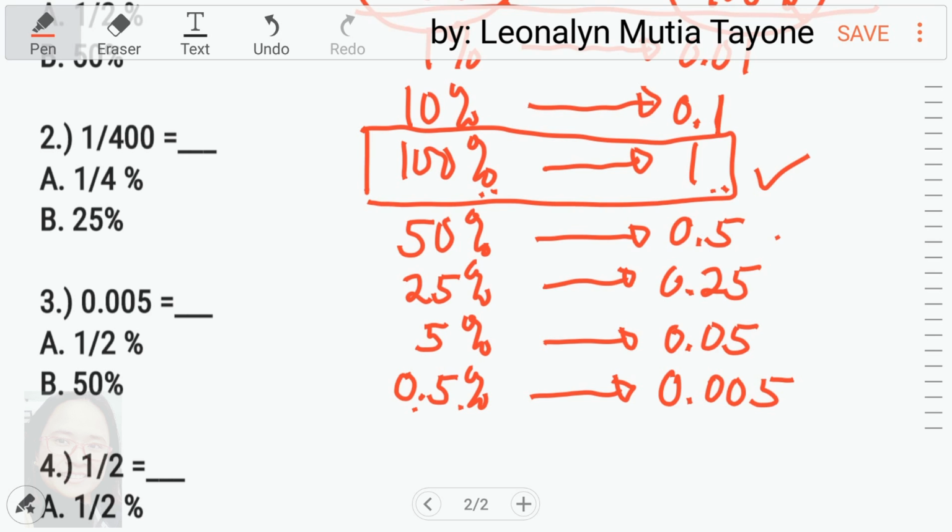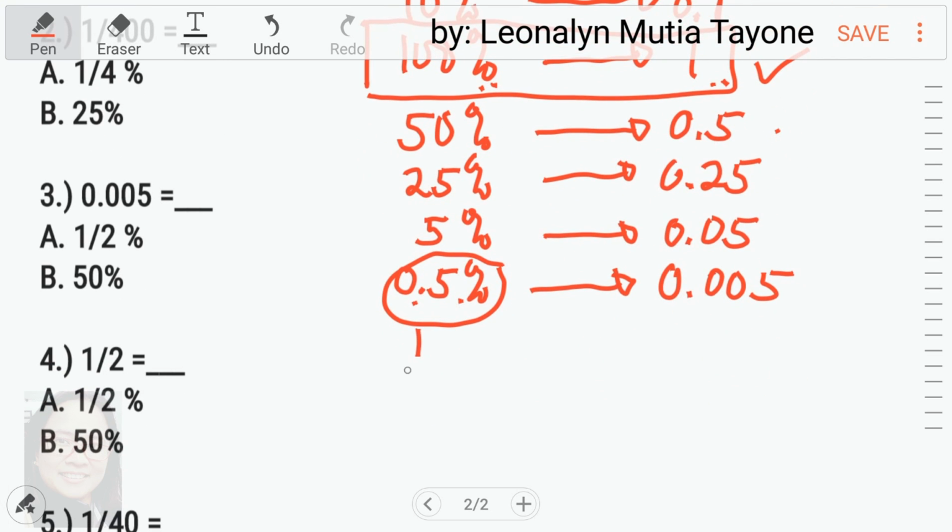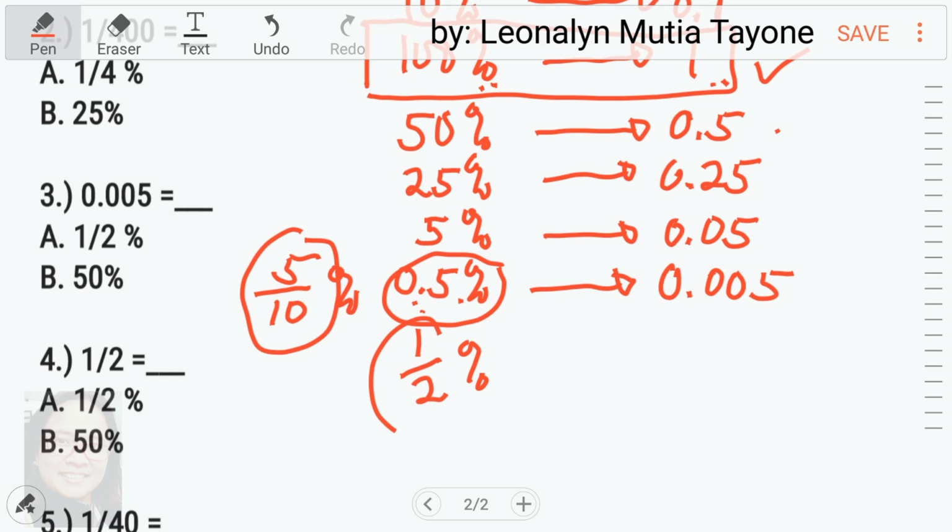Uulitin ko using fraction percentage. 0.5% is the same as 1/2%. Si 0.5, 5/10%, pareho lang yan. 5/10, 1/2 at 0.5, pareho lang yan. 5/10%, 0.5% at 1/2%. Pareho lang yan na ang equivalent niya ay 0.005.